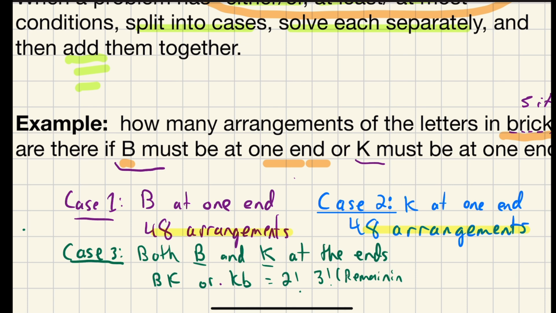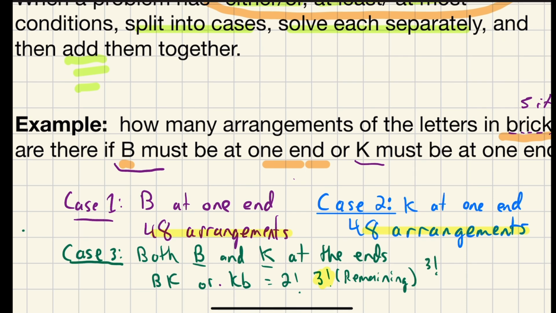And so for case 3, because you're arranging the 3 remaining letters and BK or KB at the ends, your total permutation here is going to be 3 factorial times 2 factorial. And that would be case 3. So 3 factorial times 2 factorial. And this is going to give us 12 ways or arrangements.